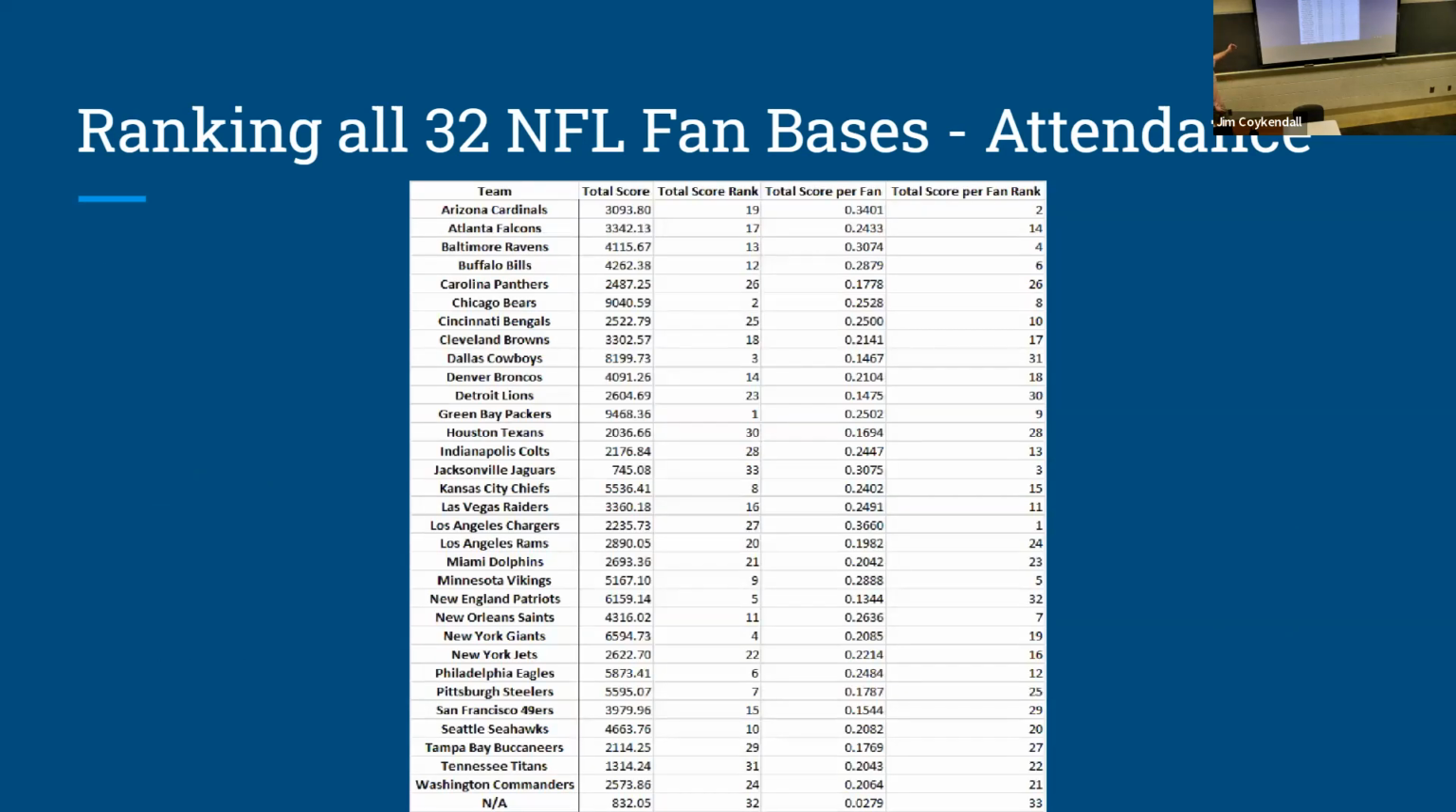So this is the attendance graph, similar to what we just saw with population. We can see that number one, the Green Bay Packers had the most fans in attendance at a game, and last was once again the Jacksonville Jaguars. But when you divide these numbers by how many fans they have, we can see of the fans they have, which fans are going to games.